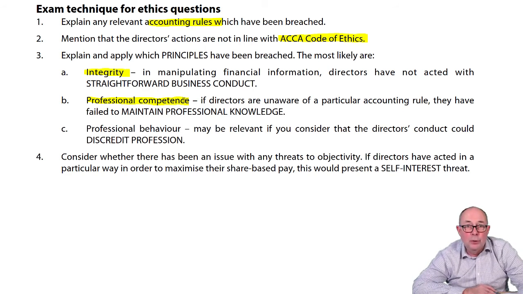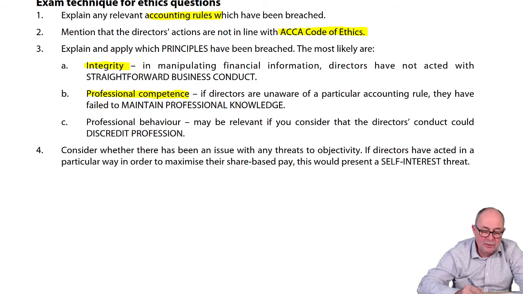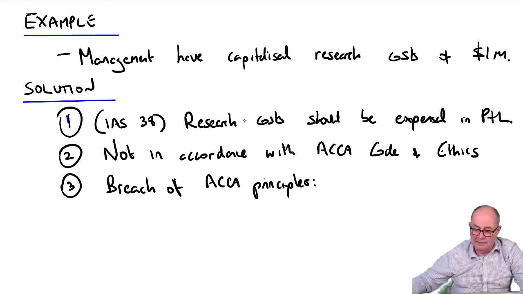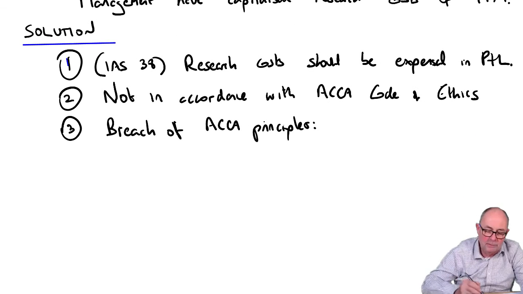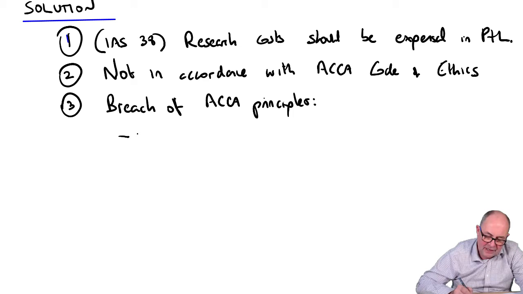Either they don't know what the rule is, which is a breach of professional competence and due care, or they've deliberately manipulated the information, maybe because of a profit-related bonus. So in this case, I could mention them both. So I could say there are 2 possibilities. One is that actually this is a breach of the principle of professional competence and due care.